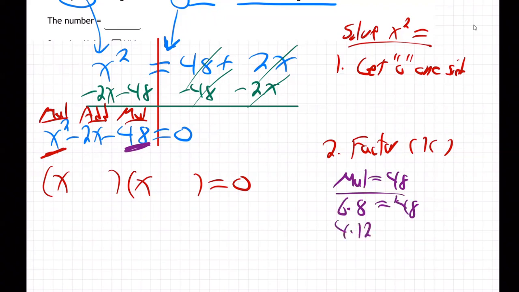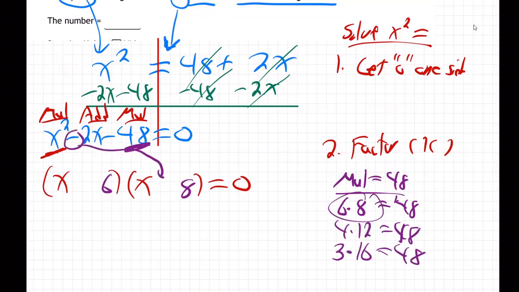4 times 12 is 48, and you can use your calculator. 3 times 16, I think. And then it goes on and on, but 6 and 8's our pair. How do we know? Because they can make 2 in the middle. Remember, the sign in the middle goes on the bigger number. So this will be plus.